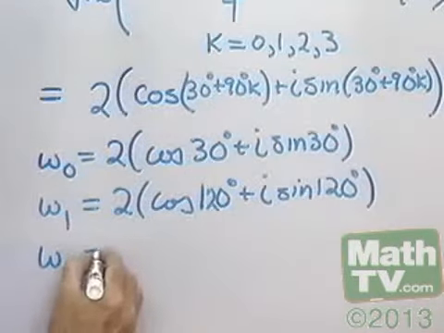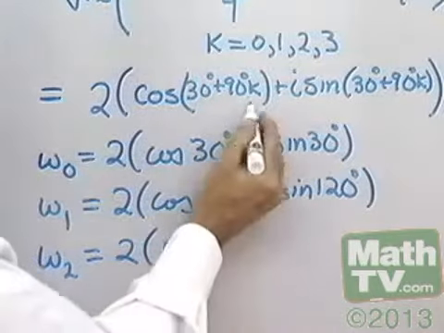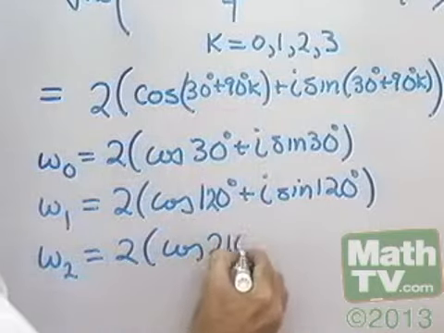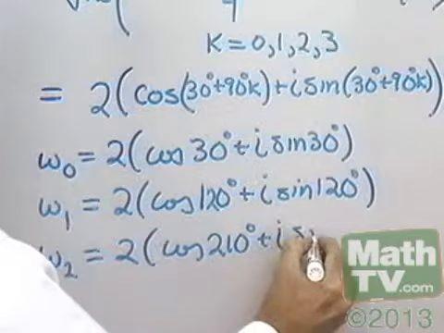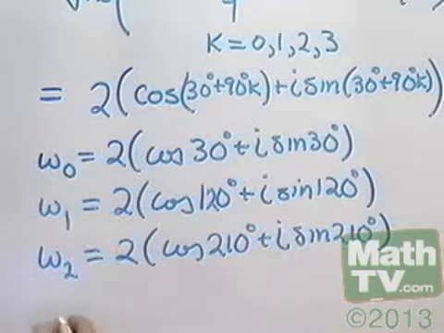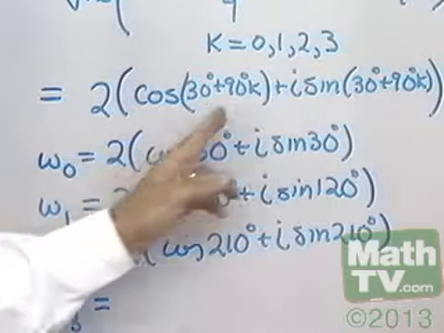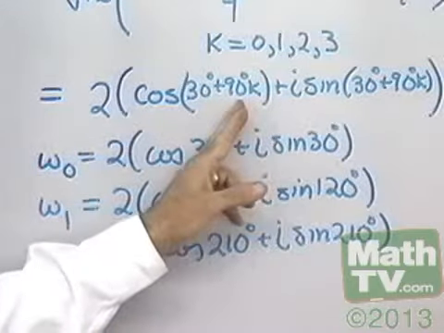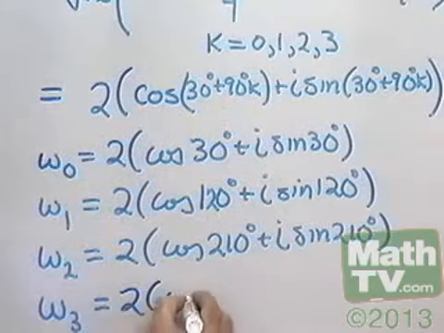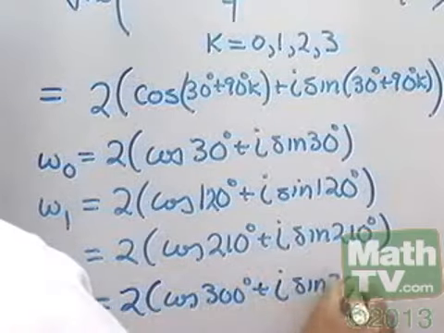My third one will be what I get when I let k be equal to 2. Cosine of 2 times 90 is 180, plus 30 is going to be 210. And then my last one, which will be w sub 3, is what I get when I put in k equals 3. 3 times 90 degrees is going to be 270, plus 30 will be 300 degrees. So 2 times cosine of 300 plus i sine 300.